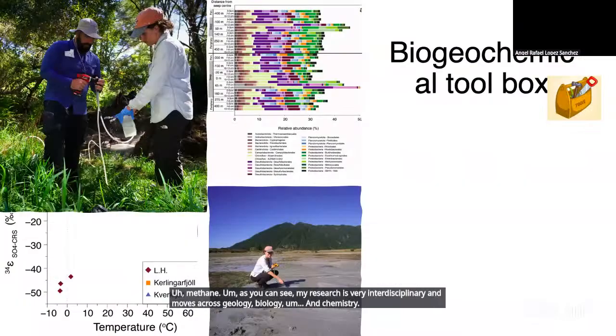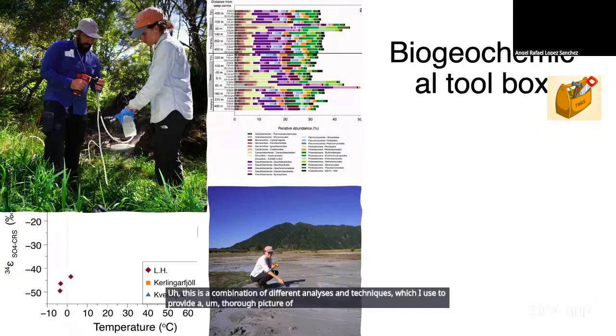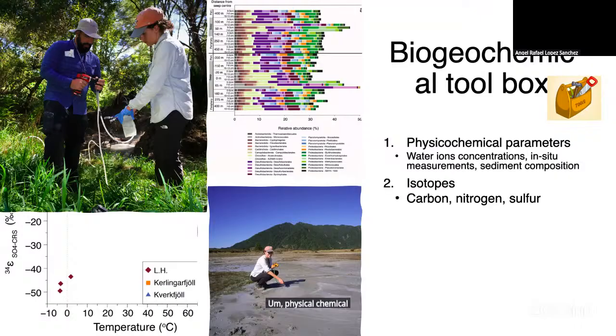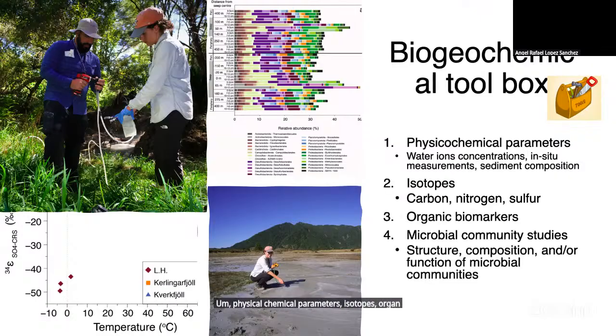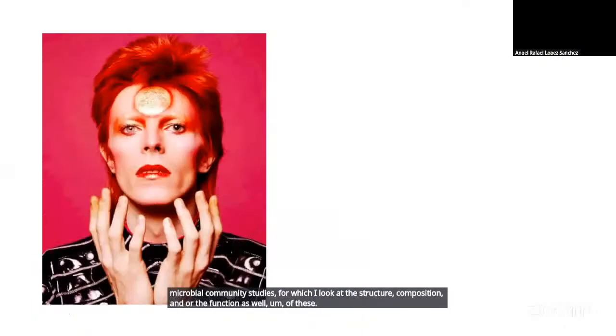All right, so I use an array of techniques that I like to call my biogeochemical toolbox. This is a combination of different analyses and techniques which I use to provide a thorough picture of the environment that I am studying. Some of these tools are physicochemical parameters, isotopes, organic biomarkers, and also microbial community studies, for which I look at the structure, composition, and or the function as well of these microbial communities.